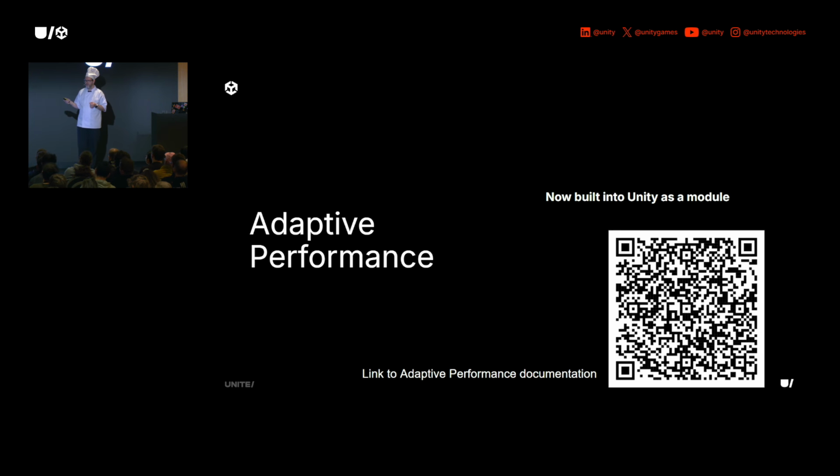Adaptive performance was a package when I mentioned it this time last year, and is now a module, so it's built into Unity. It's basically a set of features around adapting what's running in your game based on how your game is performing. So on, for example, low-end Android devices, you might want to turn some systems off. On high-end devices, you turn things on.